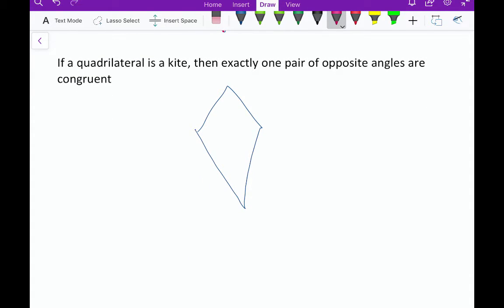Also, if a quadrilateral is a kite, then exactly one pair of opposite angles are congruent. So congruent, congruent, these are congruent to each other. So if I show that that is congruent to that, then, let me see. So if it is a kite, then those angles would be congruent.